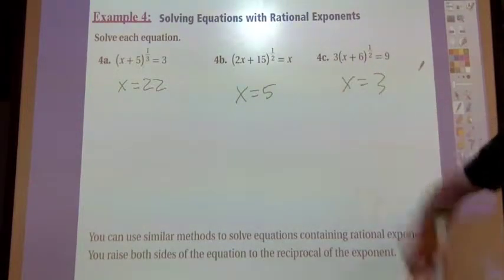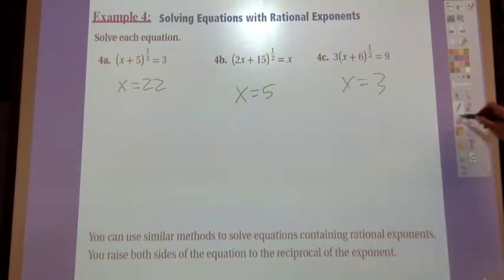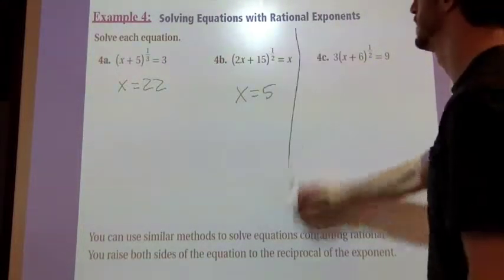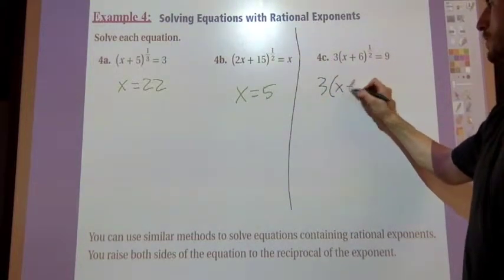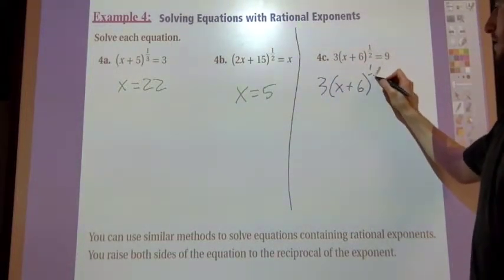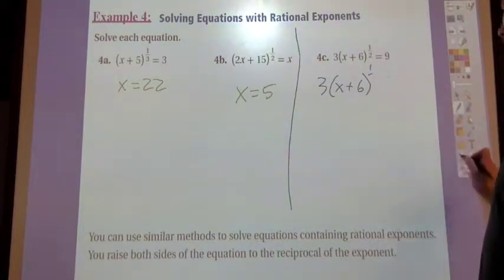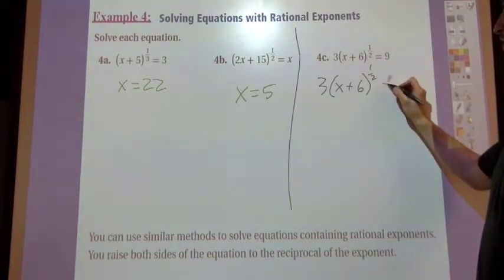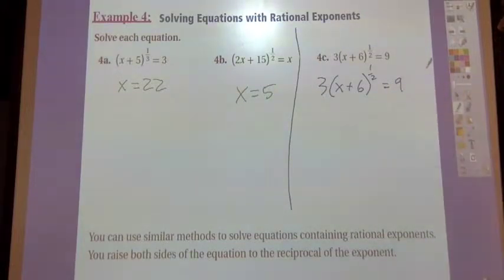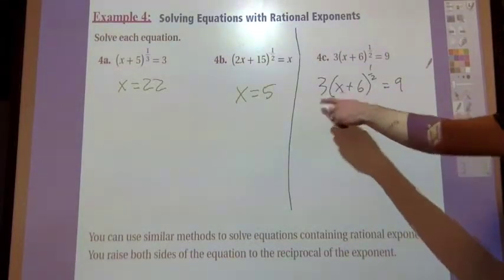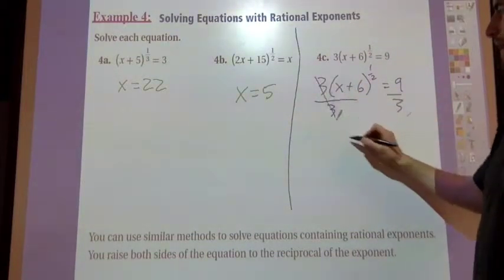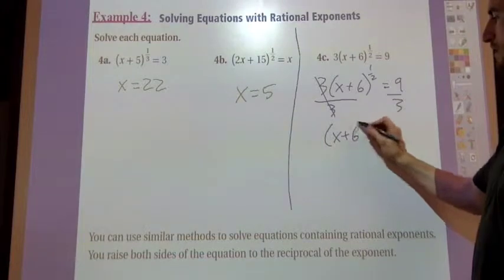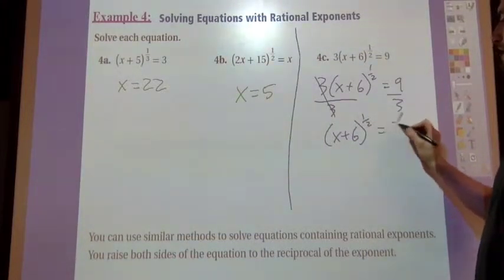I'll go ahead and do this one, just because I'll feel bad if I decide to assign it for a homework quiz, or a warm-up quiz rather, and I didn't actually work it out on the video. So we've got 3 times (x plus 6) raised to the 1/2 equals 9. What I can do in this case is get rid of this 3, so I'll divide both sides by 3. And this becomes (x plus 6) raised to the 1/2 equals 3.